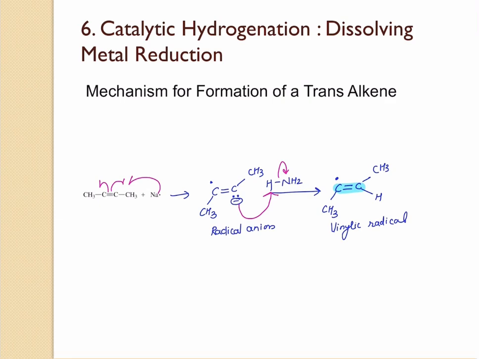And in the next step, again, another single electron transfer from sodium to the vinyl radical happens, leading to the formation of a vinylic anion. So you will have one more sodium atom, which is able to donate that electron to form the vinylic anion. So this is a vinylic anion.